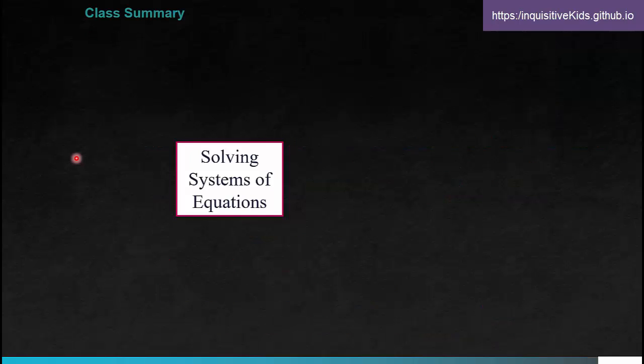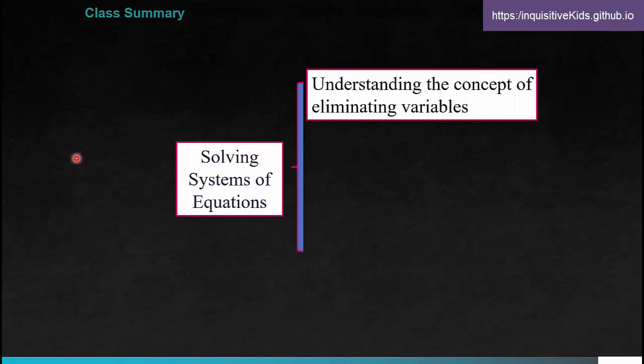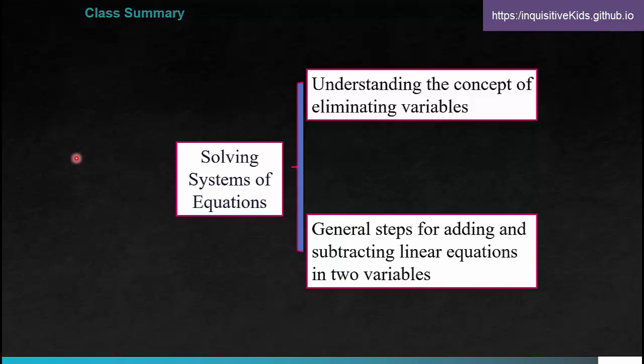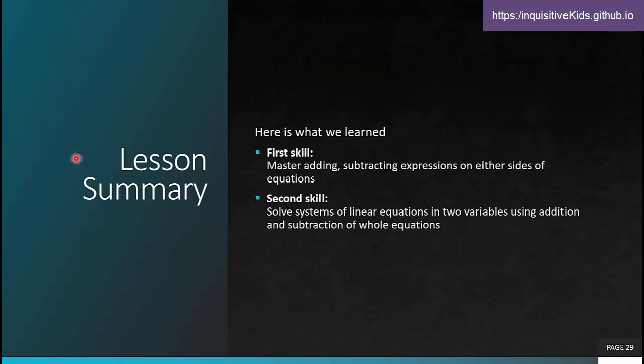Class summary. Solving systems of equations. We learned all about how to understand the concepts of eliminating variables. That's something we've been looking at ever since the last lesson, where we talked about the substitution method. We also covered the general steps of adding and subtracting linear equations into variables. Our first skill is to master adding and subtracting expressions on either sides of equations, and our second skill was to solve systems of linear equations in two variables using addition and subtraction of whole equations.